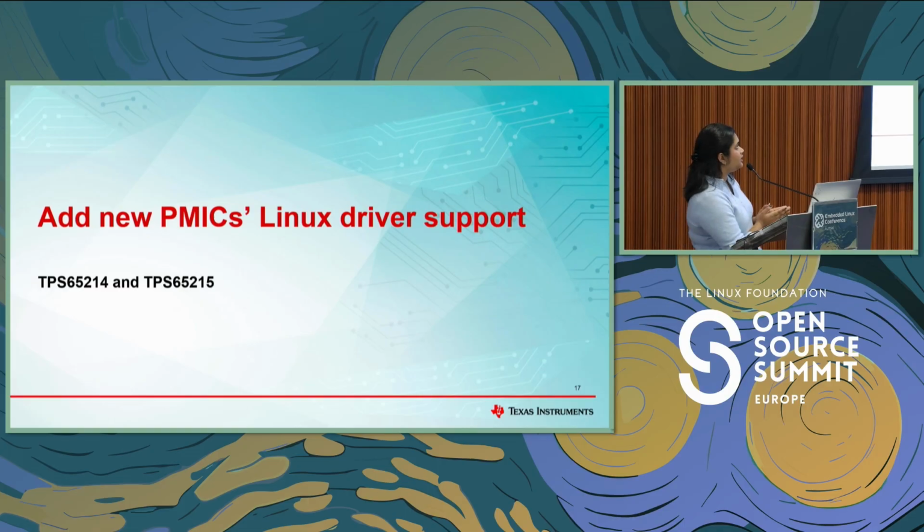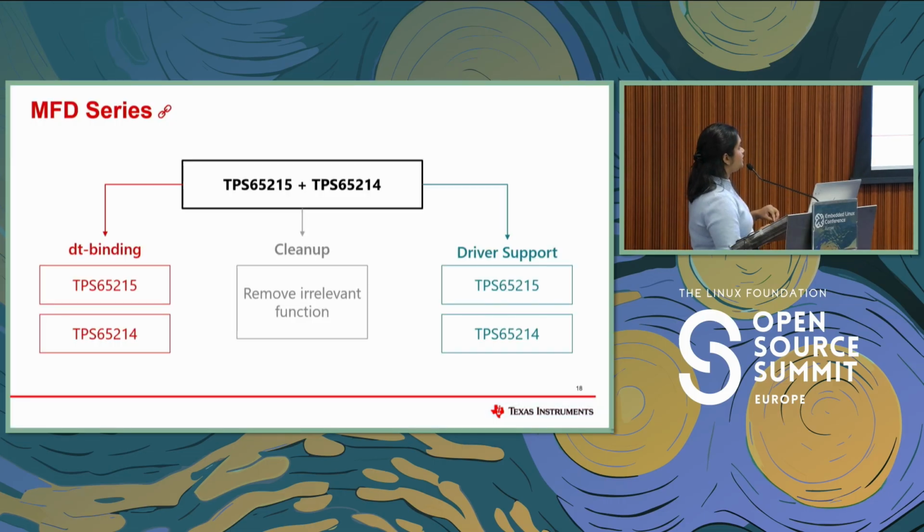And now moving into adding new PMIC Linux driver support for TPS65214 and TPS65215. So we'll first start off with the MFD patch series, where the first two patches are pretty straightforward, adding in DT binding support. The third patch is a cleanup patch, removing an irrelevant function that actually didn't end up applying to the original 219 driver. So I guess that was not only irrelevant, but a bug. But it was great because being a part of the internal PMIC team, I was able to find the systems engineer that worked on it and discuss, is this really needed? What value is this bringing?